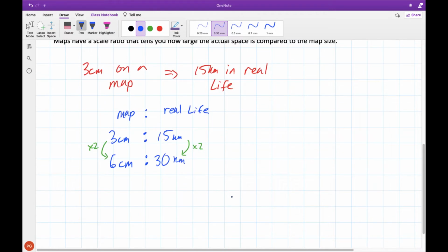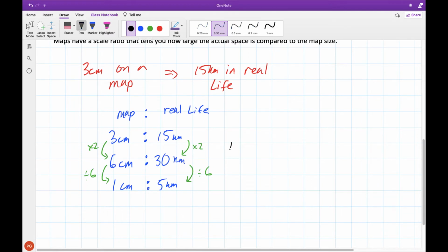But this also, just like for fractions, works if we're dividing. So if we want to know how far on the map it would be for 5 kilometers, in this case we're dividing by 3, we can do the same thing on the other side. Dividing by 3, this would be equal to 1 centimeter. So 1 centimeter is equal to 5 kilometers.